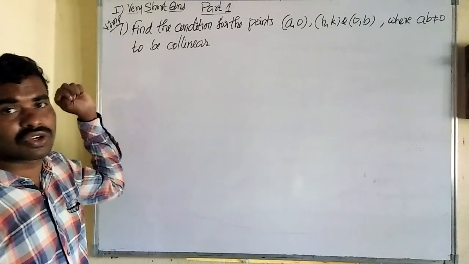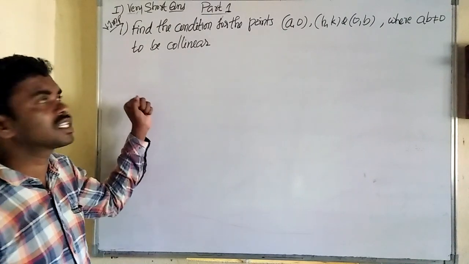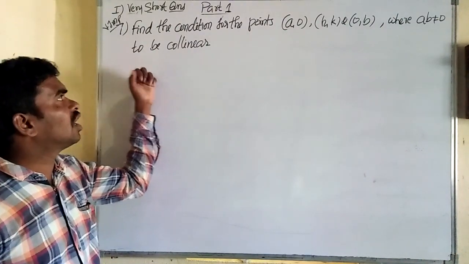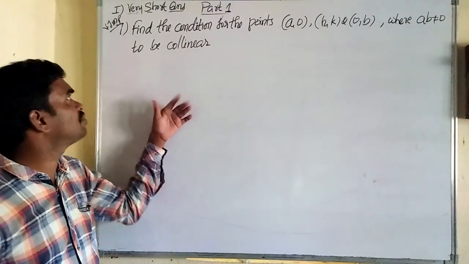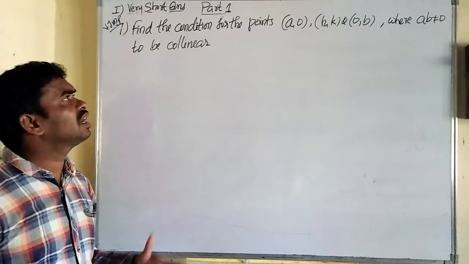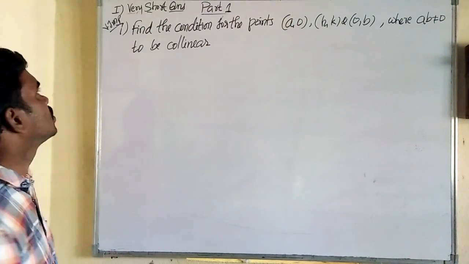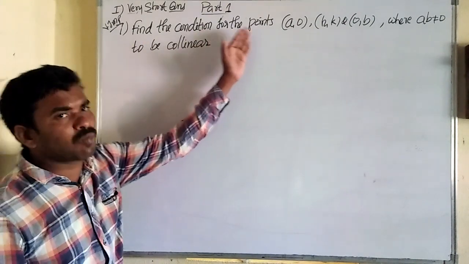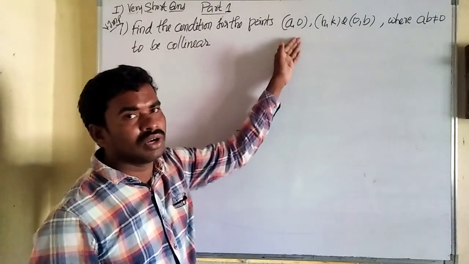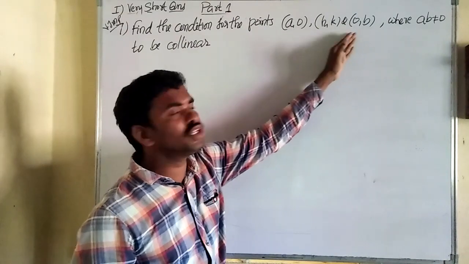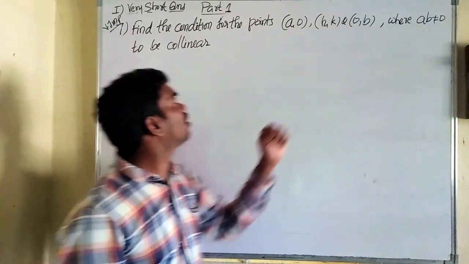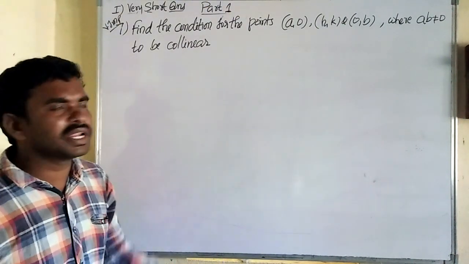Okay, next the 7th question. In the slope concept, it is very important. Almost all is based on the slope concept. These 7 questions are there. So the last in this concept: find the condition for the points (a, 0), (h, k) and (0, b), where ab not equal to 0, to be collinear.